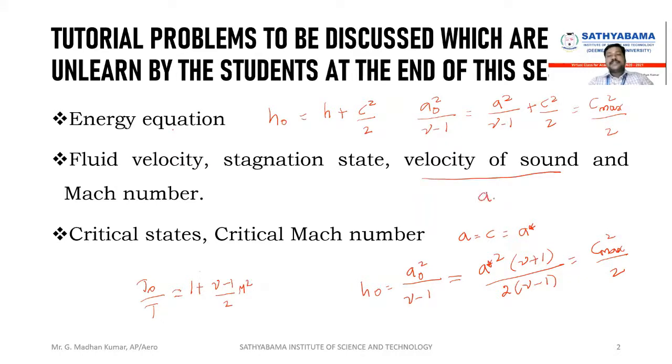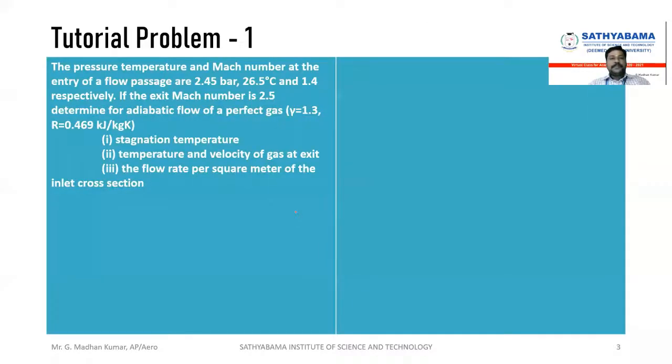And then velocity of sound: a = √(γRT). And the Mach number you know very well, M = c/a, so flow speed by sound speed. So all these things are there. Utilization of all these equations in this tutorial problem is coming. We will solve the problem accordingly and then we will get the solution for this. So let us see one by one.